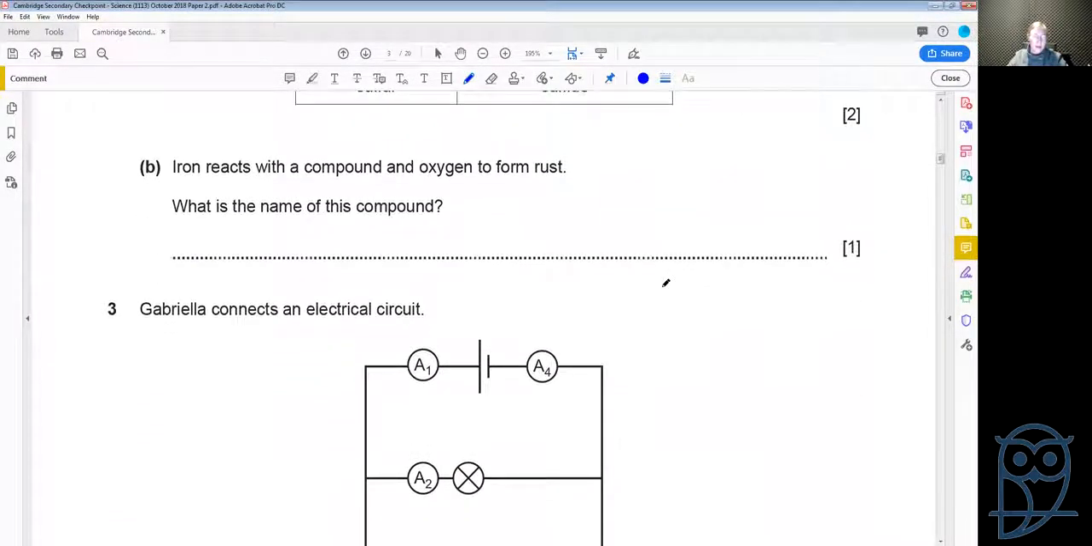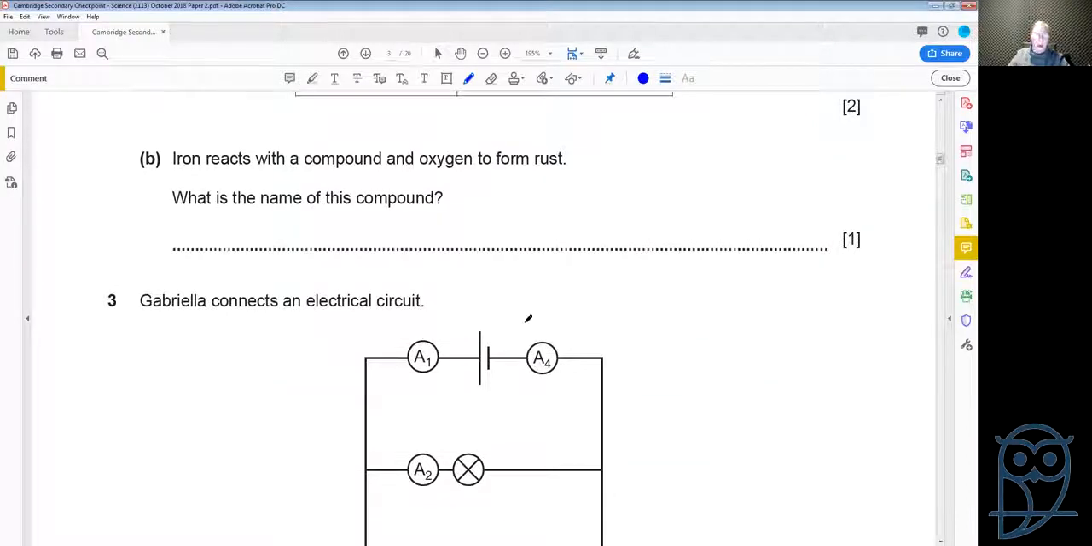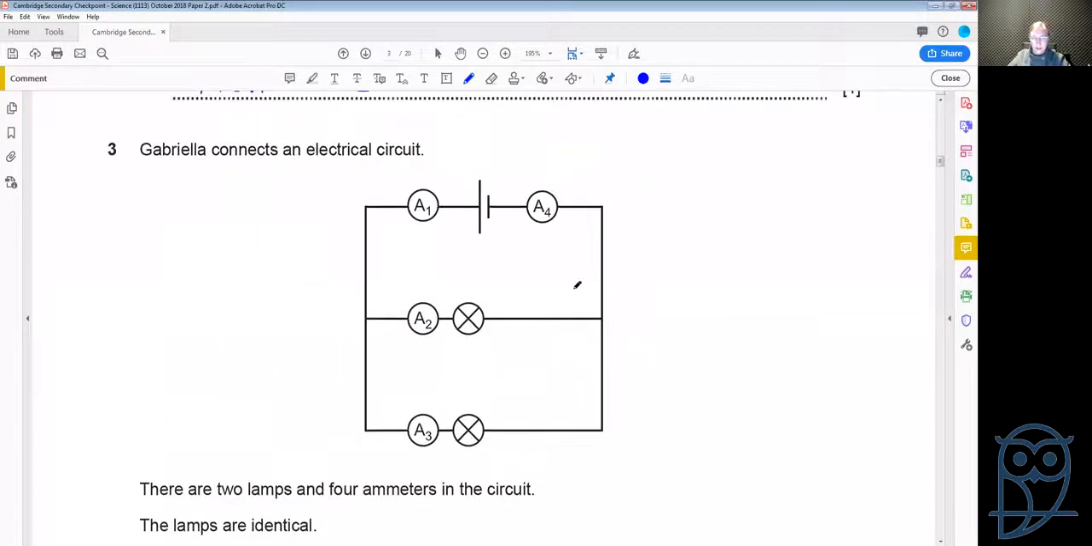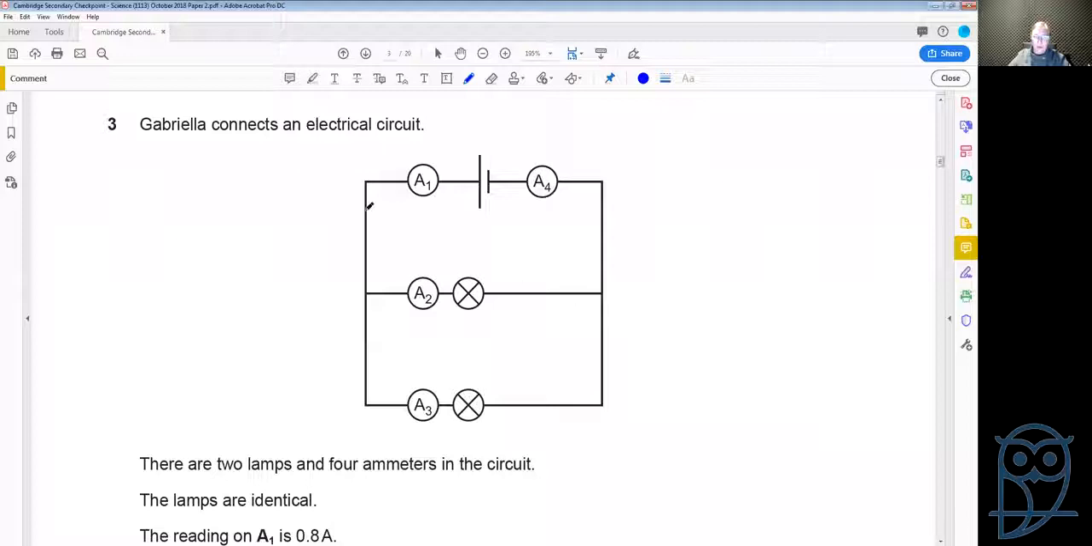So iron reacts with a compound and oxygen to form rust. What is the name of this compound? So this is literally just iron oxide. I can't remember, I think it's FeO2, but the name is literally iron oxide. Like that. So these are fairly easy questions, not too difficult. So here we get to things where we actually need to remember things.